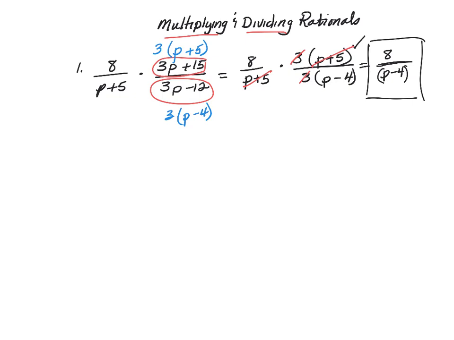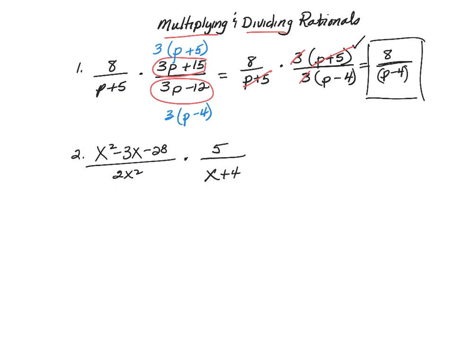All right, let's try one more, see what we can do with it. We're going to take, let's say, x squared minus 3x minus 28. That's going to be divided by 2x squared. And we're going to multiply it by 5 over x plus 4.